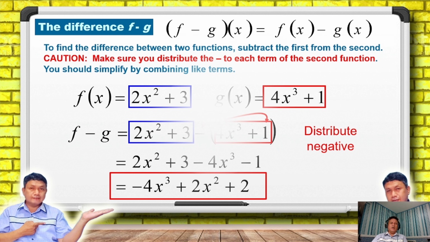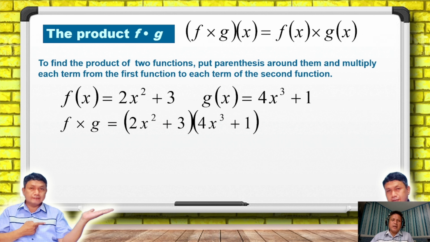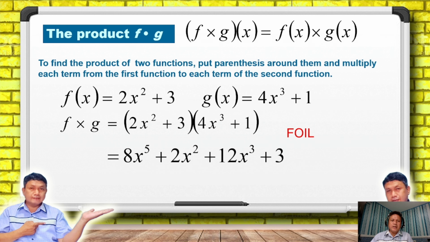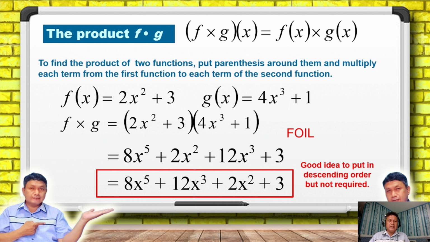Next, how about number 3? When it comes to product, gagamit din tayo dyan ng FOIL method. At kapag ginamitan natin ang FOIL method, ito dapat ang sagot na lalabas. Now, hindi yan naka-arrange in descending powers, dapat ay i-arrange in descending powers. Therefore, ang final answer natin dyan ay 8x to the 5th power plus 12x cubed kasi mas mataas ang cube kaysa sa squared, plus 2x squared plus 3, and this will be our final answer for the product.